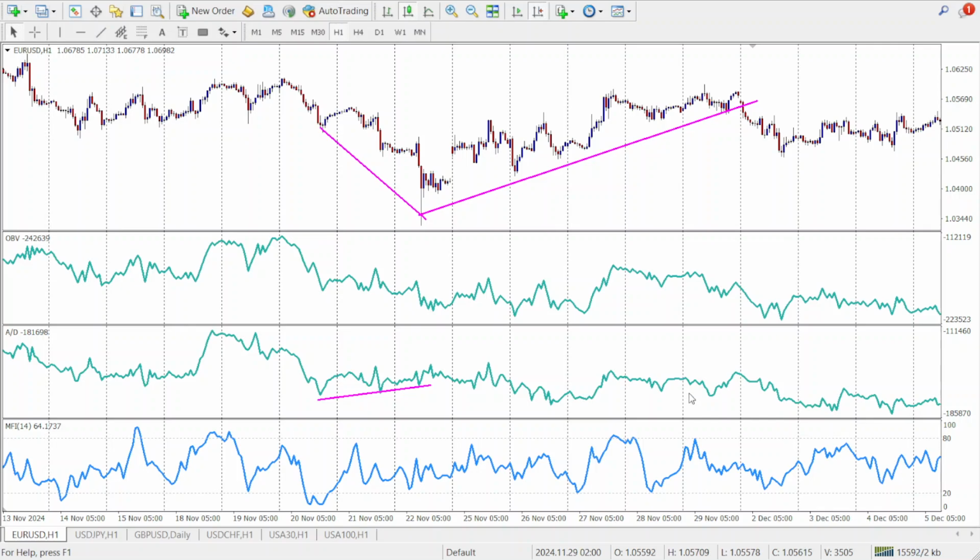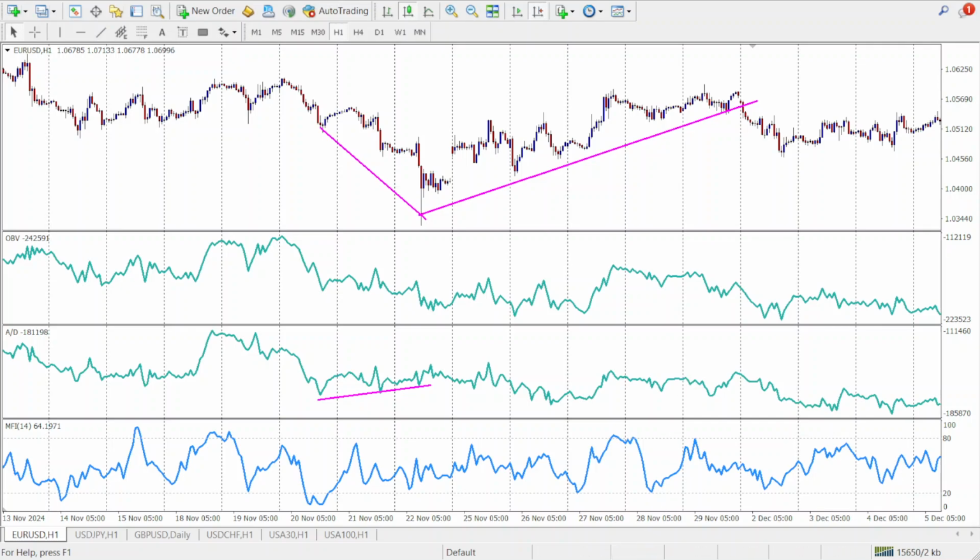So each indicator has its strengths, and the key is knowing when and how to use them. For example, you might use OBV to confirm the overall trend. You might use the MFI to spot overbought or oversold conditions, and the AD to assess the flow of money and buying and selling pressure over time.